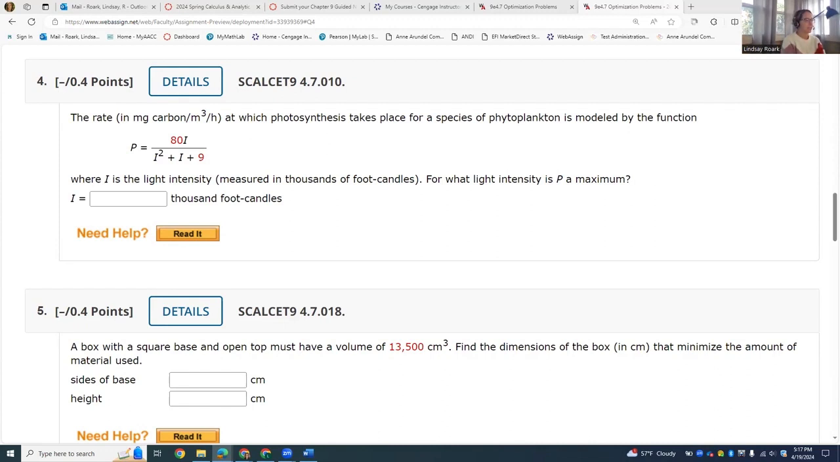Okay, so where I is the light intensity measured in thousands of foot candles, for what light intensity is P at a maximum? Okay, so no matter what kind of chaos they throw at us in these problems, there's always that common thread of the steps that the textbook recommends and we follow in our notes. So first things first, I'm going to go ahead and switch over to just a whiteboard. That way I can just sort of write everything out.